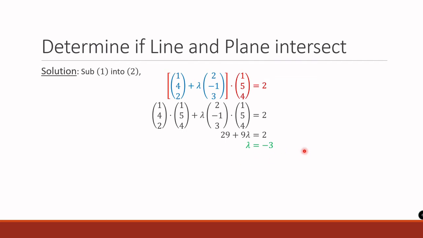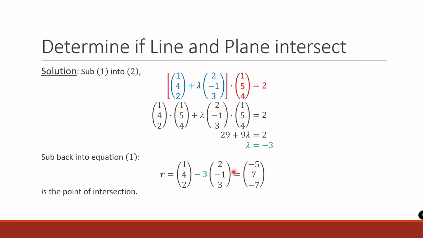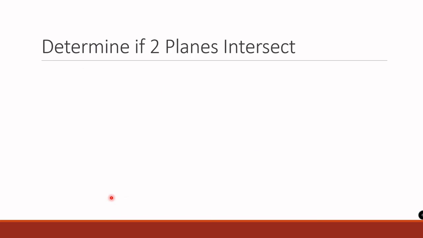So all I need to do now is to substitute lambda equals minus 3 back into the equation of the line. Alright, and then I get this point. So this is the point of intersection. Okay, so this is how you can find the intersection of a line and a plane.